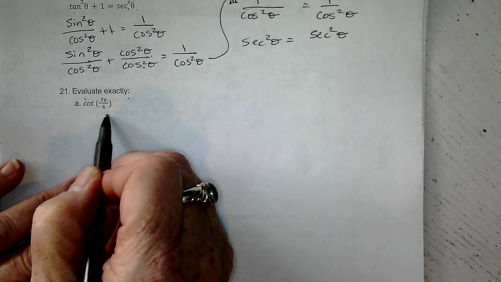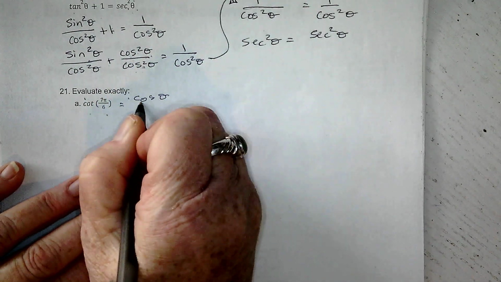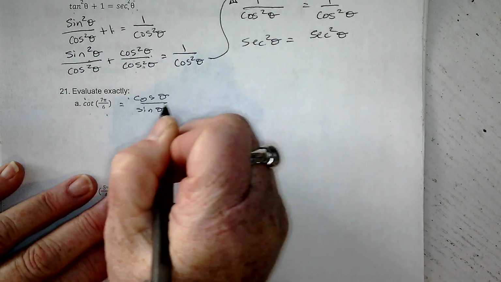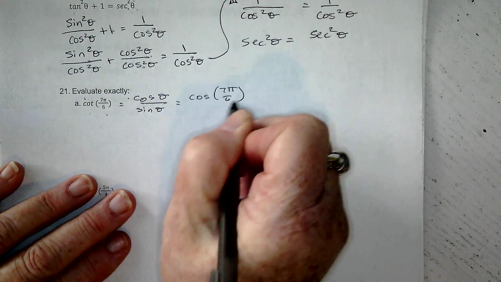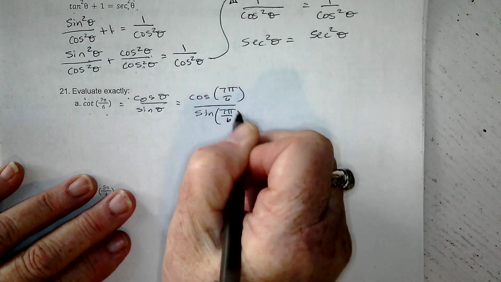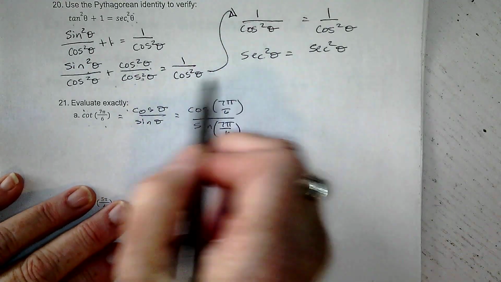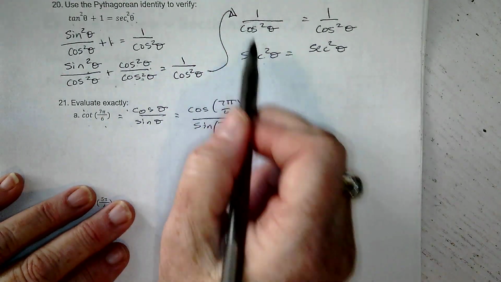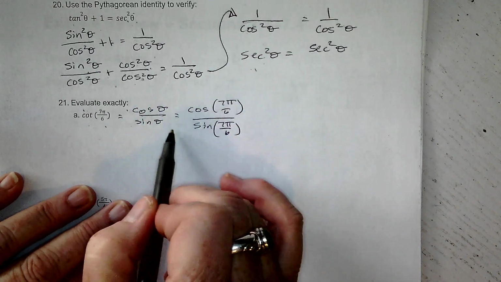All right. The next one is evaluate exactly cotangent of 7 pi over 6. Well, cotangent is going to be cosine of theta over sine theta. So we're going to use cosine of 7 pi over 6 over sine of 7 pi over 6. I don't expect you to write all of this. Up here, you're going to need to show me that you understand how you get to the fact that it is equal to secant squared theta. Down here, you could have skipped this step or this one.